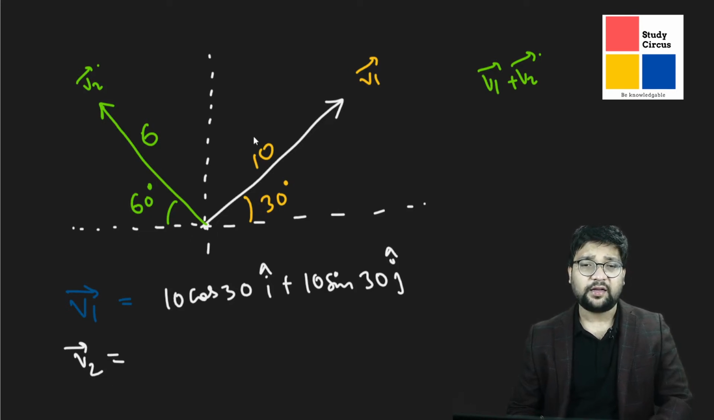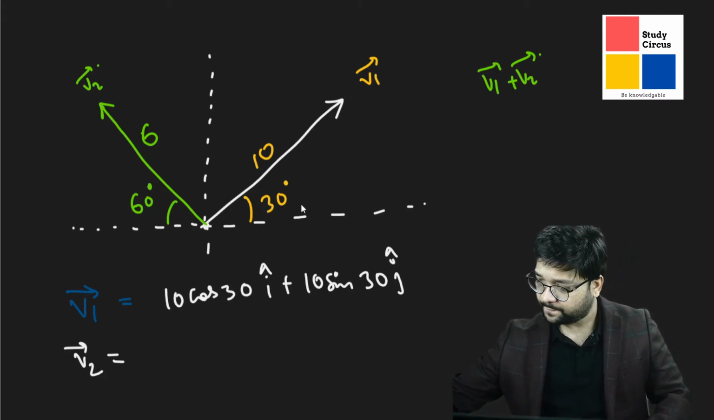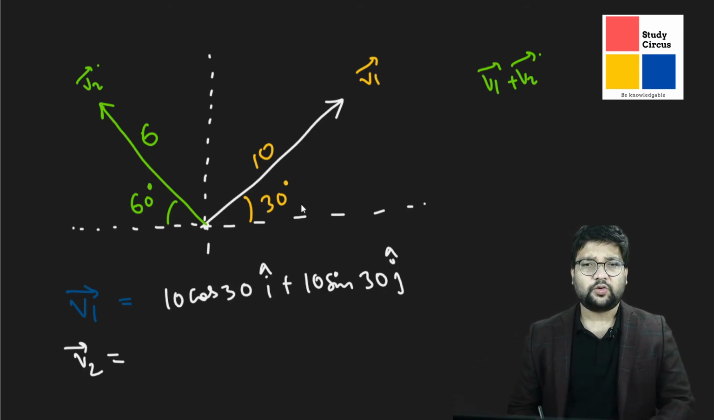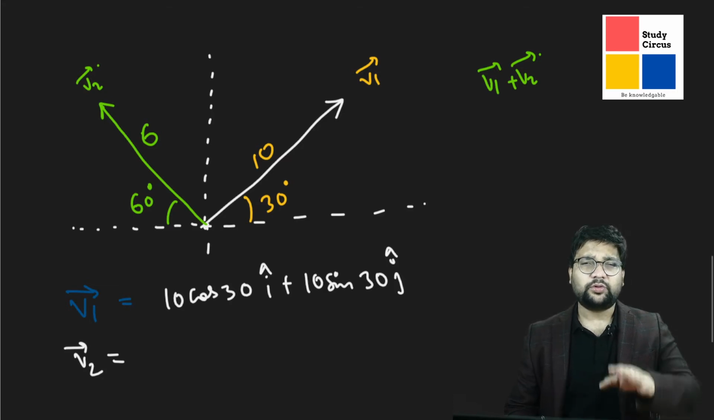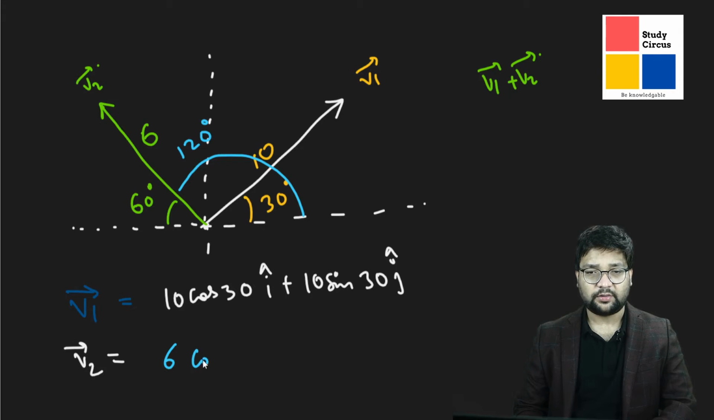And for vector v2, how to resolve? We have to find the angle from the x-axis. To resolve the vector v2, you can use this 60 degree also, but you can take the angle from the positive x-axis. This is the angle, so how much is this? This is 120 degrees, of course. So this one will be 6 cos 120 degrees i cap plus 6 sin 120 degrees j cap.